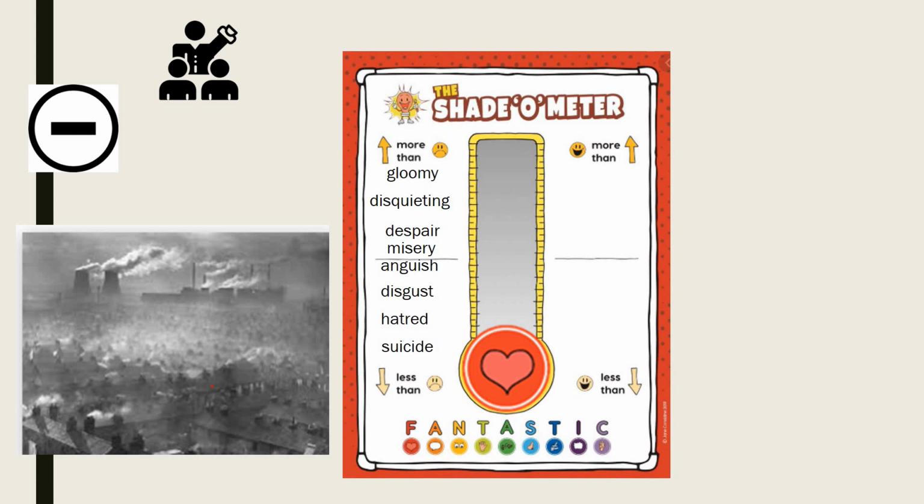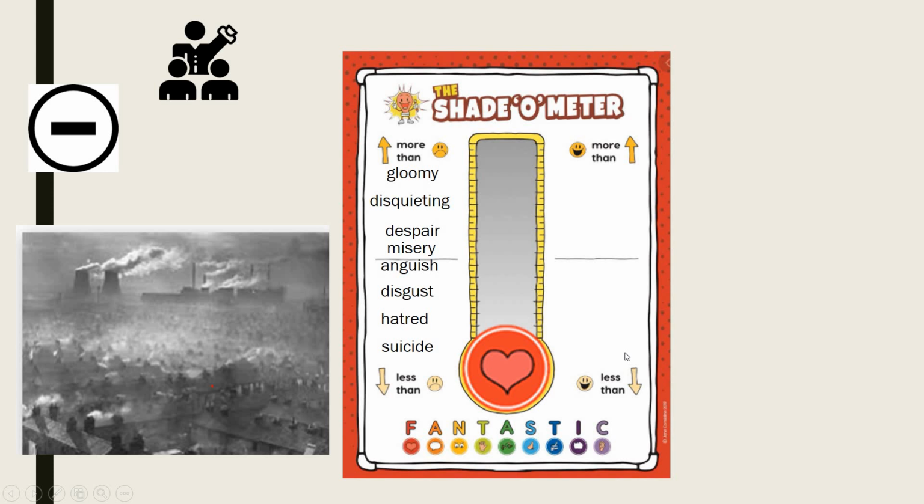Here is how they are ordered in the text. So if we track through the text chronologically the types of feeling words, the emotive words, the emotion words that are being used to describe, they start with gloomy. And gloomy is a bit glum, atmosphere is a bit gloomy, disquieting, nothing too drastic, to despair, to misery, to anguish, to disgust, to hatred, to suicide.